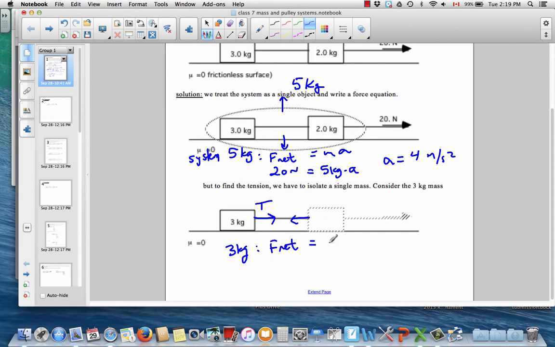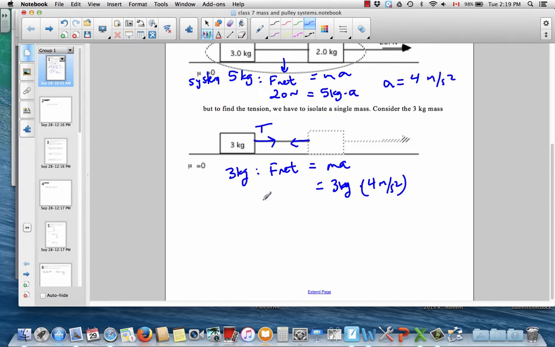So the net force equation for this 3 kilogram mass says that the net unbalanced force will equal the mass times the acceleration. Now we're dealing with the 3 kilogram object. We know it's going to accelerate at 4 meters per second squared because the whole system accelerates at the same rate. And what is the unbalanced force on this mass? Well, we know there's a normal force and a weight, but those just balance each other because it's not moving that way. So the unbalanced force is the tension. This net force equation enables us to conclude that the tension has to be 12 newtons.